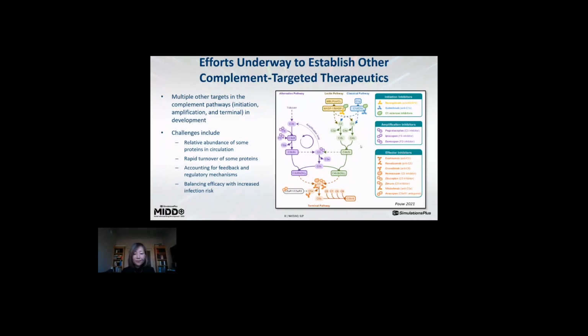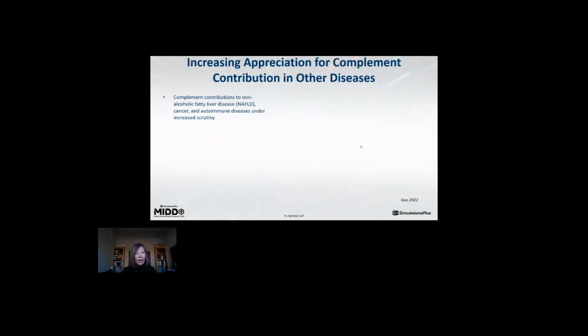So before we go on to the QSP model, I want to pay a moment of attention to the fact that in addition to these relatively rare diseases where complement is the primary lesion, there is also an increasing appreciation that complement may be playing a significant role in the pathophysiology of other diseases. That includes non-alcoholic fatty liver disease, cancer, the hepatocellular carcinoma, as well as autoimmune diseases.